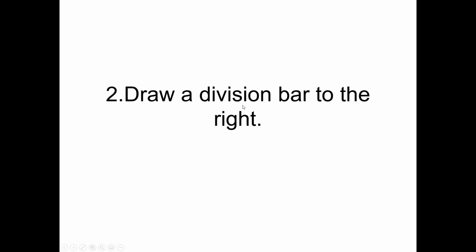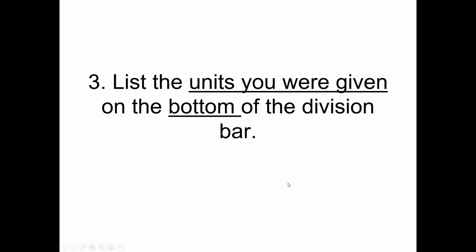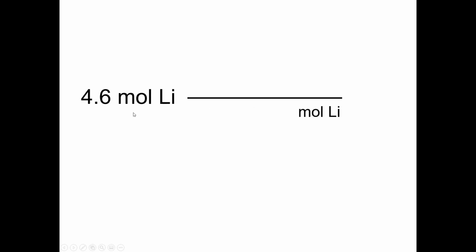So when you do a conversion, you're going to draw a division bar just to the right of that. So it should look like this, 4.6 moles of lithium with a line after that. And then you're going to list the units that you were given on the bottom, and we're hoping to cancel these units. That's why they go on the bottom, because they're going to be divided by. So units you were given on the bottom. Moles of lithium is the unit I was given, so I'm going to write moles of lithium on the bottom. So the starting unit goes on the bottom.